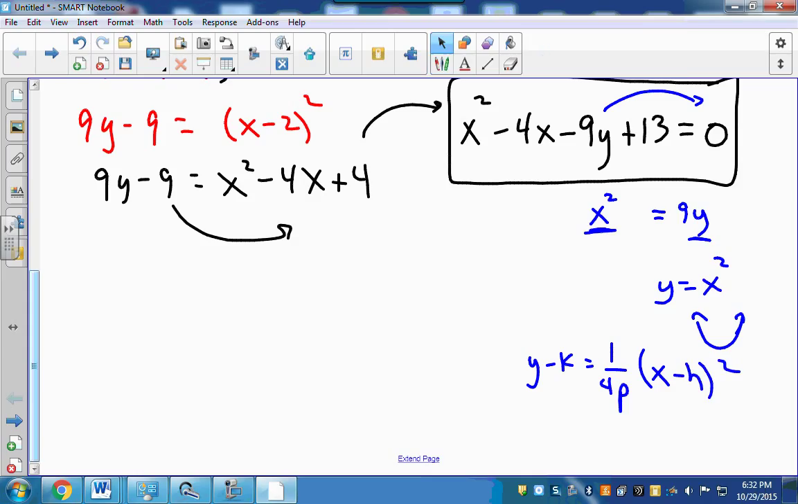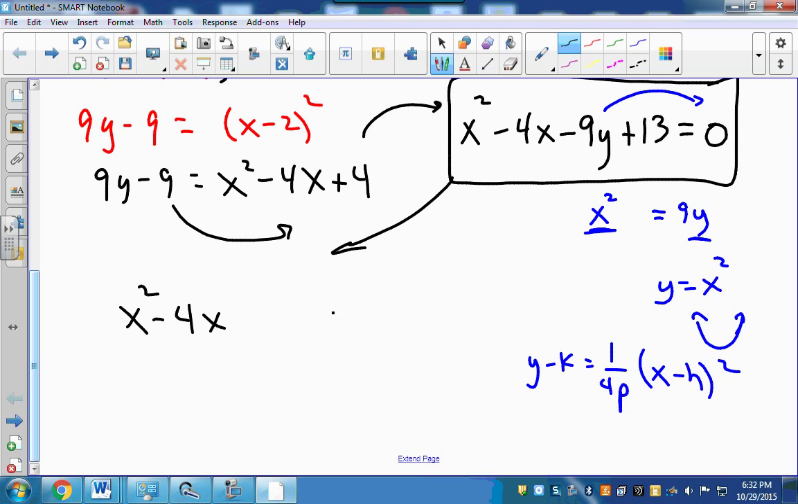So I just have to find the h and the k and the p, and just like with the other ones, we're going to complete the square. So I've got x squared minus 4x, leave a gap. On the other side, I'll put the 9y minus the 13. Okay, 9y minus 13. Let's complete the square. Half of negative 4 is negative 2, squared is plus 4. We add plus 4 here.